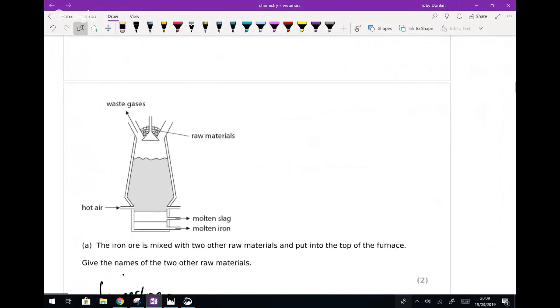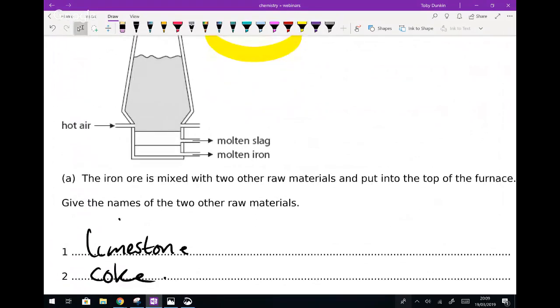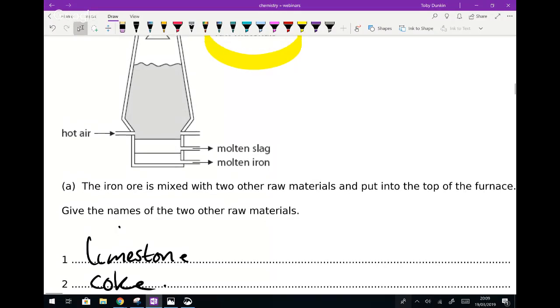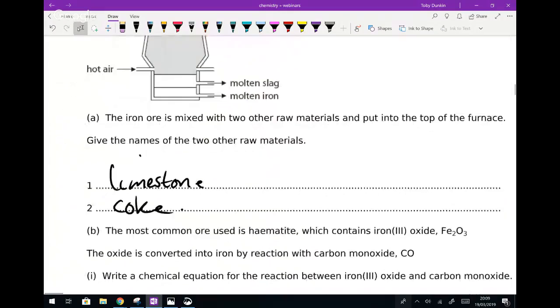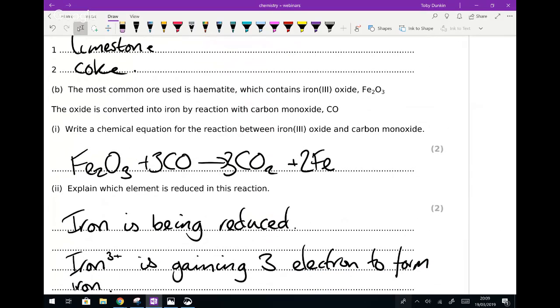Right, here's the blast furnace. So, raw materials. Notice they haven't told us them. So they're going to ask us: iron ore is mixed with 2 other substances. Please name the 2. Limestone and coke. Next, write the equation. Oh, love that one.